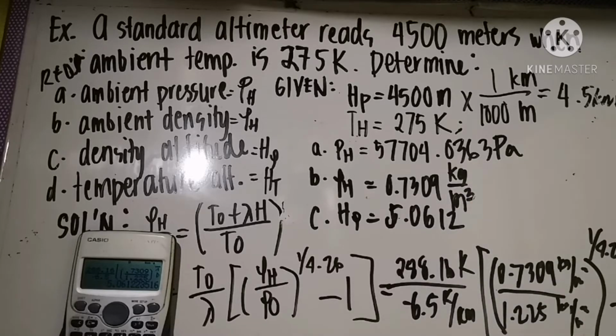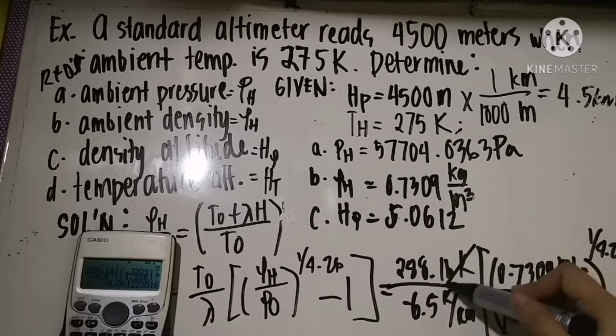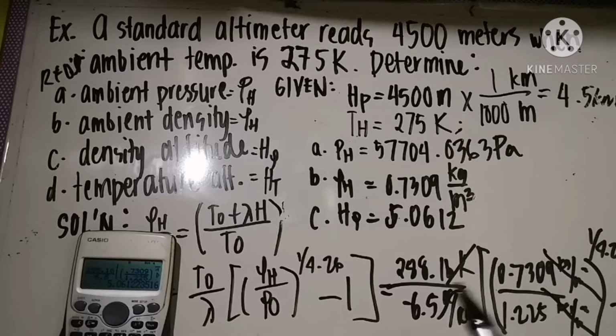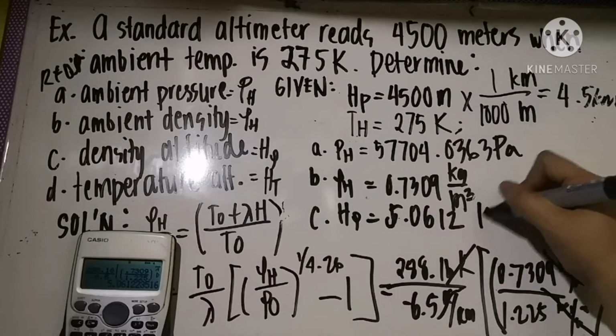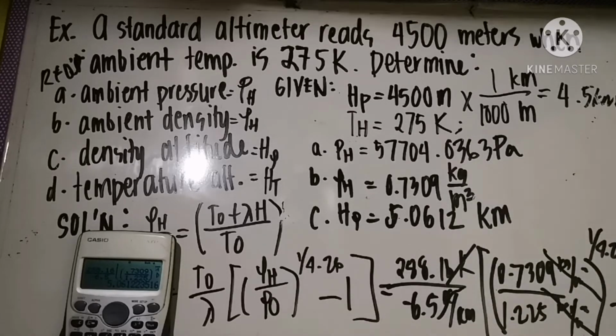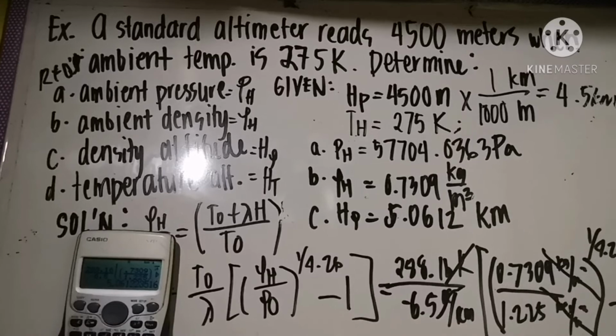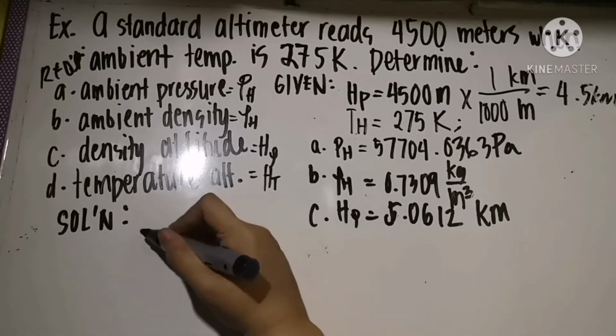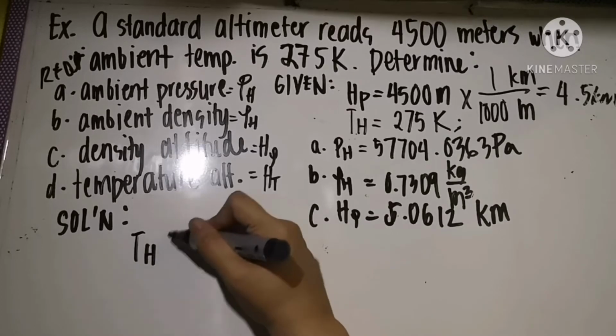And what will be your unit? Cancel si Kelvin, cancel si kilogram per meter cube. Ang natira ay si kilometer. So, this will be your density altitude. Now, last, what will be your temperature altitude? So, ang formula ng temperature altitude ay from this formula.